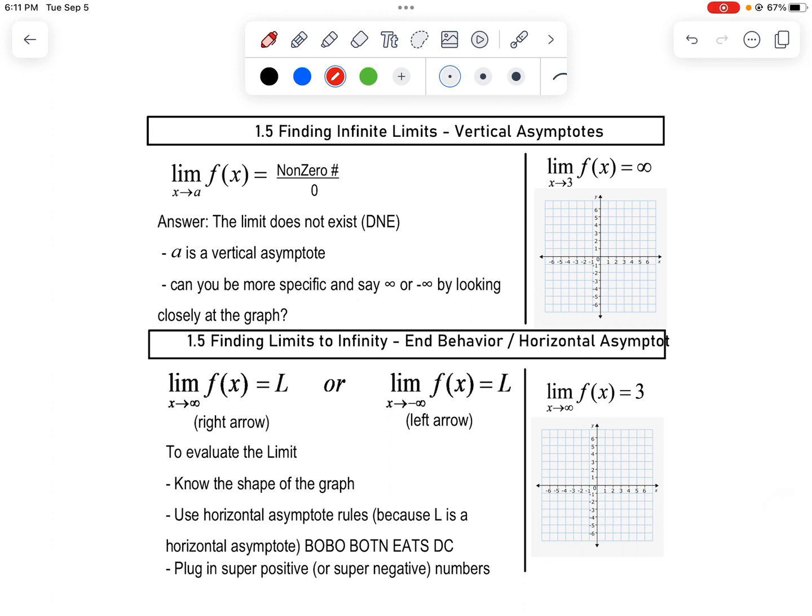Okay, so a little summary here is if you get a 0 in the denominator, the limit does not exist, and there is a vertical asymptote. Okay, and then you want to see if you can be more specific. So if we want to try to graph this, the limit as x approaches 3 of f of x is infinity. That means there must be a vertical asymptote at 3. And both sides are going to positive infinity. So we don't know what else is happening, but we do know right here on either side of 3, the graph is going to positive infinity.